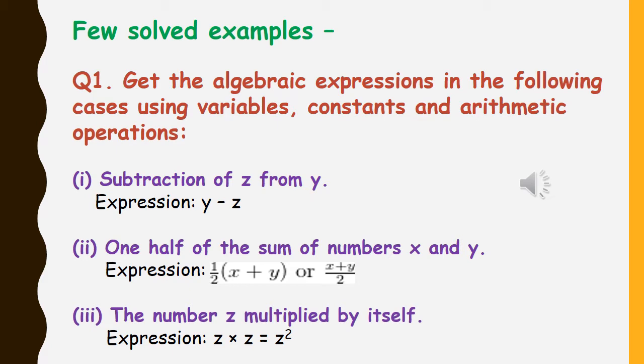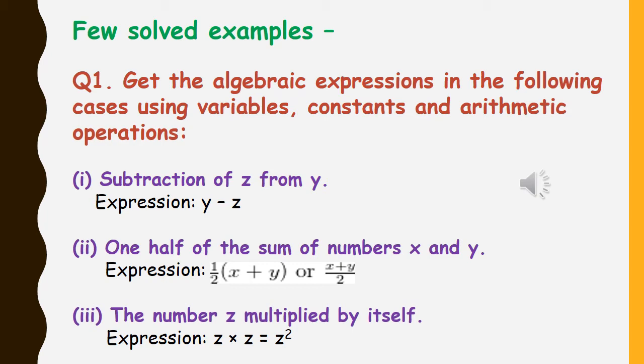Question number 1. Get the algebraic expressions in the following cases using variables, constants and arithmetic operations. Part 1. Subtraction of z from y. The answer will be y minus z. Part 2. 1/2 of the sum of numbers x and y. So sum of x and y will be x plus y, and half of it, half into x plus y, or x plus y divided by 2.